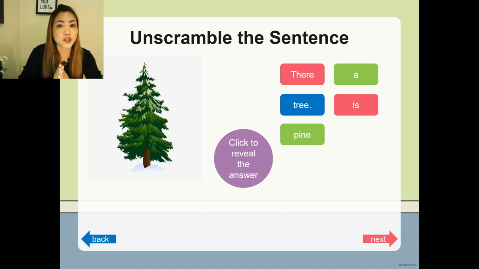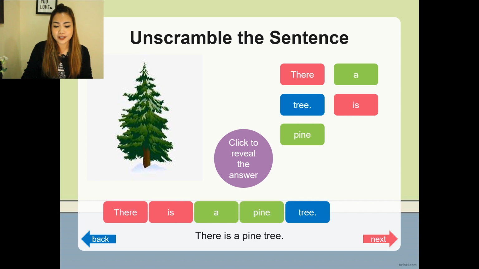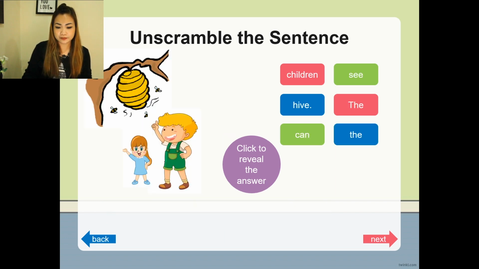Next sentence, please. Alright, how about this pine tree? I will give you a few minutes to think, okay? I can see a word that is written in a capital letter. It's in a red box. Yes. There. What's next? There is a pine tree. Good job. Let's reveal the answer. There is a pine tree.